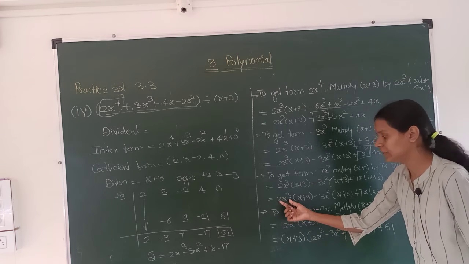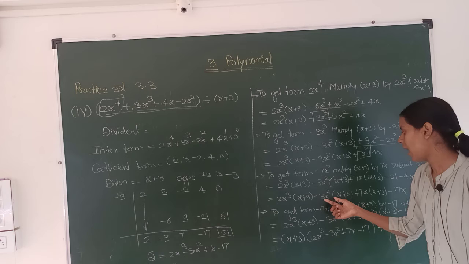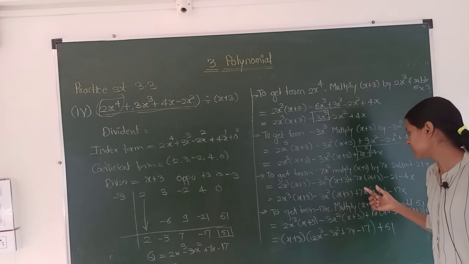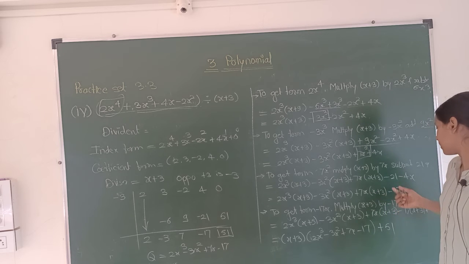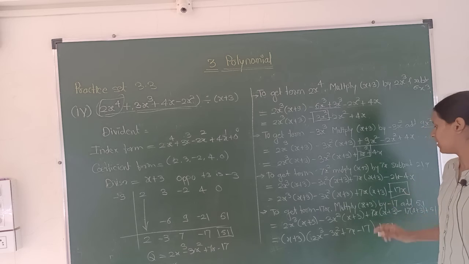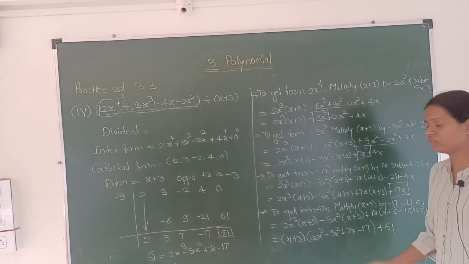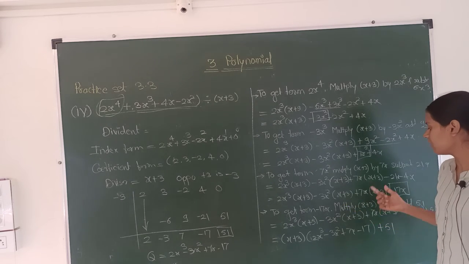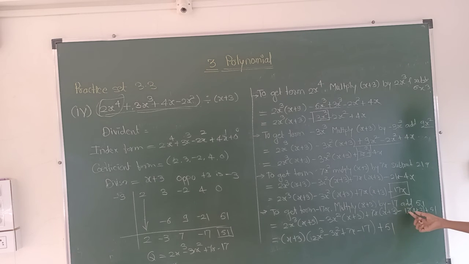Now if we further solve it, 2x^3 (x + 3) as it is, this minus 3x^2 into (x + 3) as it is, this term 7x into (x + 3) as it is, minus 21x minus 4x is minus 70x... I mean 21x minus 4x, so minus 17x. Now the term is minus 17x. To get the term minus 17x, multiply (x + 3) by minus 17 and add 51. We will copy these three terms as they are. What we are going to do, we will multiply (x + 3) by minus 17 and we will add 51.